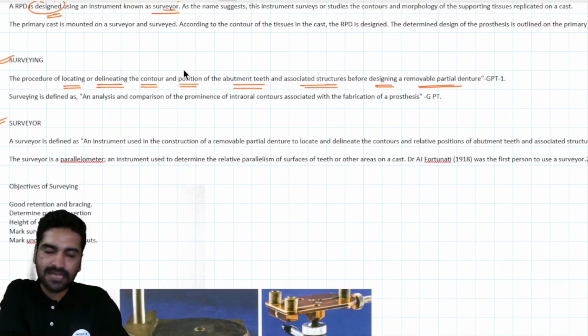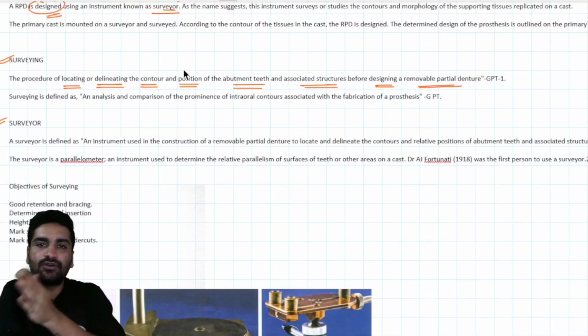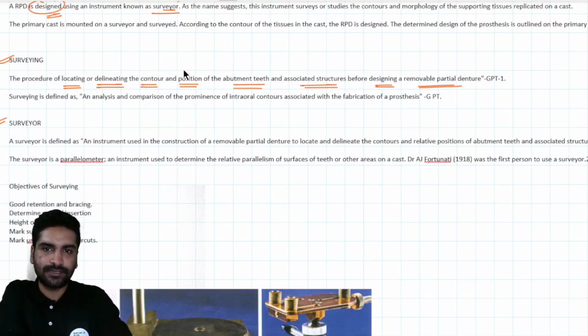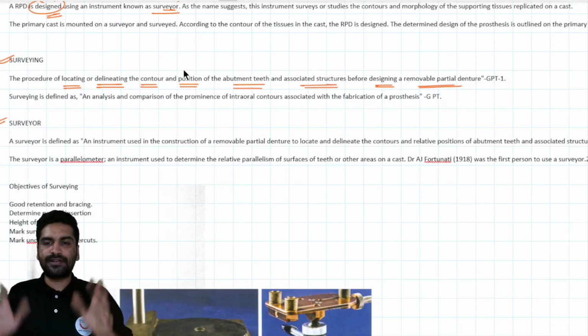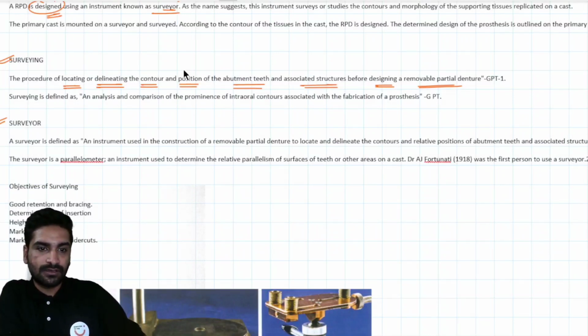See, mainly the most prominent part which I was saying is to be looked near the abutment teeth only, because on the most prominent part or on the base of the most prominent part only you will decide the position of your clasp, the direct retainers, right? Or you can also call the surveyor is a parallelometer.